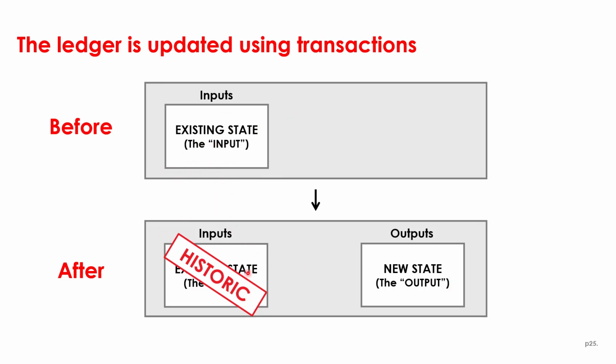Me having the $10 is marked as historic. I can't use that $10 anymore. That $10 has to be used by Tom, and that will be the new state of the ledger. If a transaction proposal is approved, the input states are marked as consumed or historic. Again, I can't use that $10 anymore, while the output states are created and they become the current state of the ledger. So now any new transactions with that $10 will begin with this state, because this is the new state of the ledger.